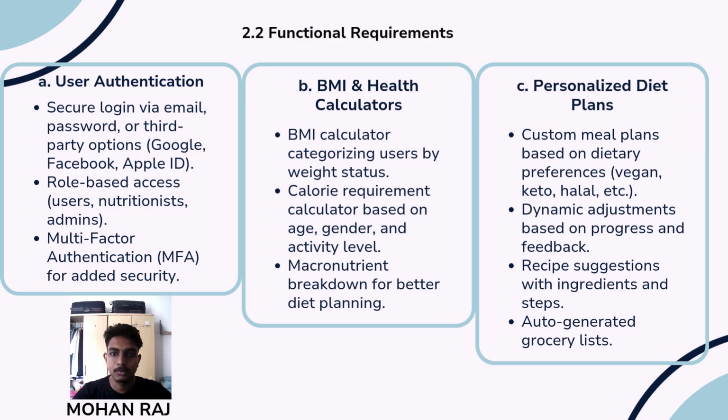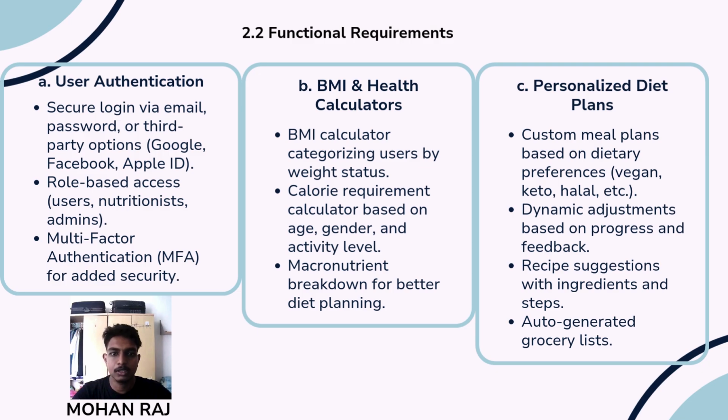The second one is BMI and health calculators. So the first one is the BMI calculator, which will categorize users by their weight status. And the second one is the calorie requirement calculator, which will calculate based on their age, gender, and their activity level. And the third one is macronutrient breakdown for a better diet planning system.